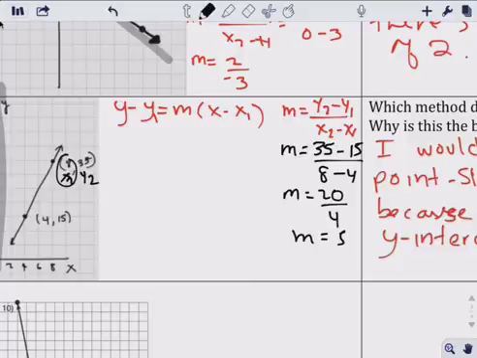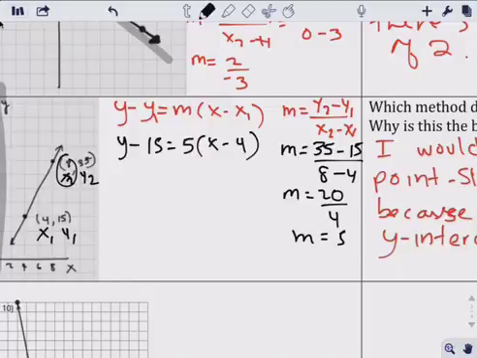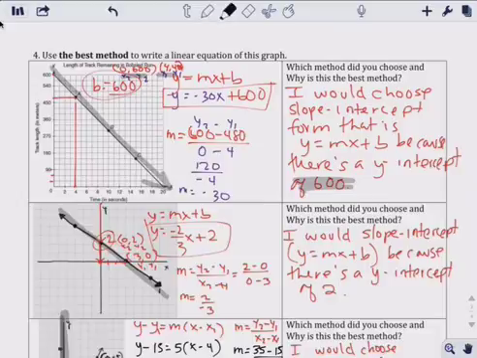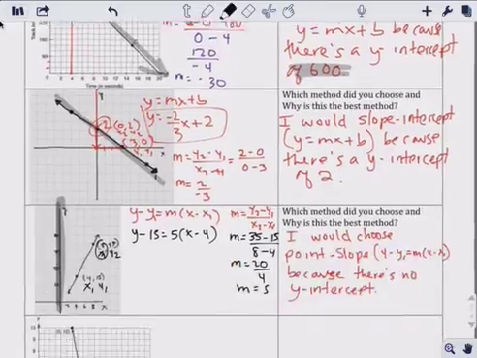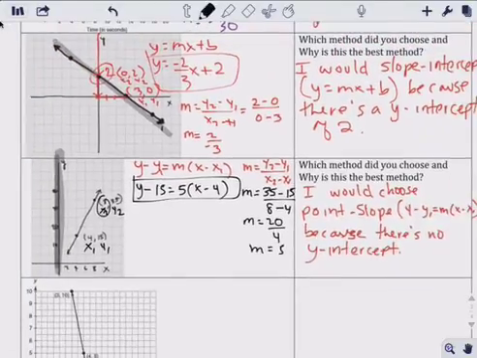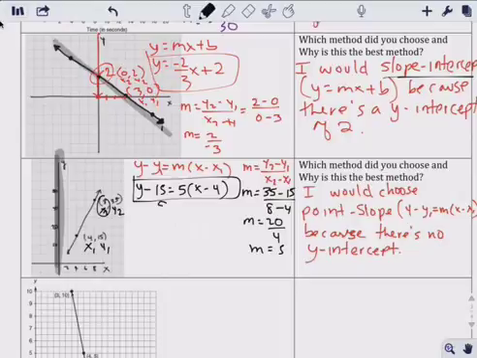M equals 5. So y minus y1, y minus 15 equals 5 parentheses x minus 4. Okay, distribute. Now, because it didn't say to write it in slope-intercept form, this is a legitimate linear equation. This is all you have to do for that. Because it didn't say to write it in slope-intercept form, you can stop here at point slope. It is a legitimate linear equation.